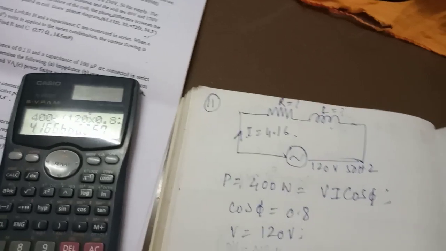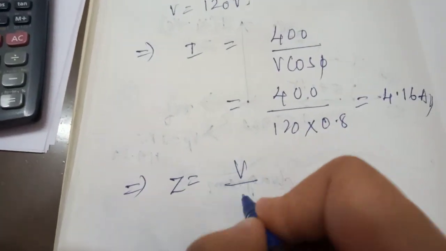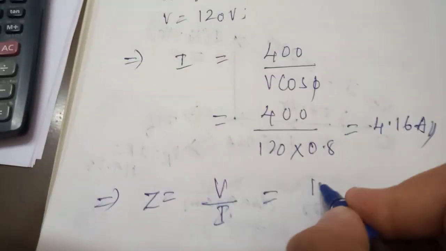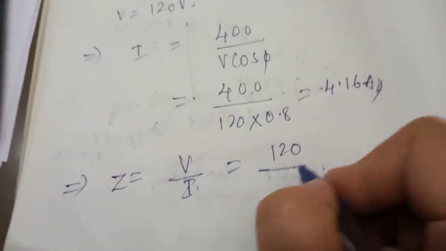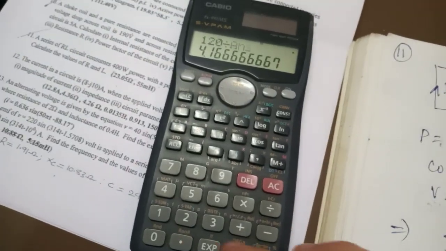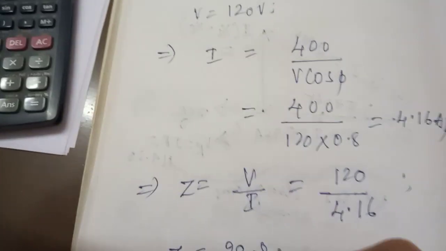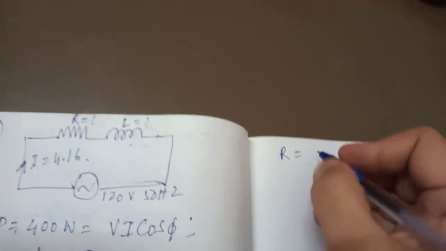Now what you have to calculate? Impedance Z. Z is equal to V by I. V is equal to 120, current I is equal to 4.16. So Z is equal to 120 divided by 4.16. That comes around 28.8 ohms. Now you have calculated impedance. Now what is R?